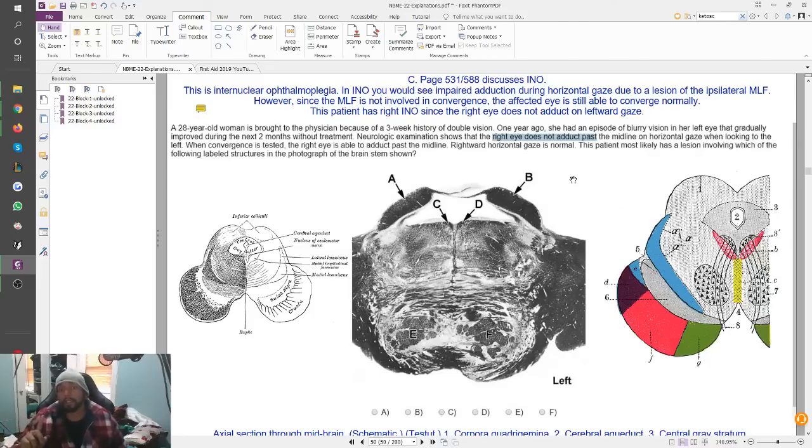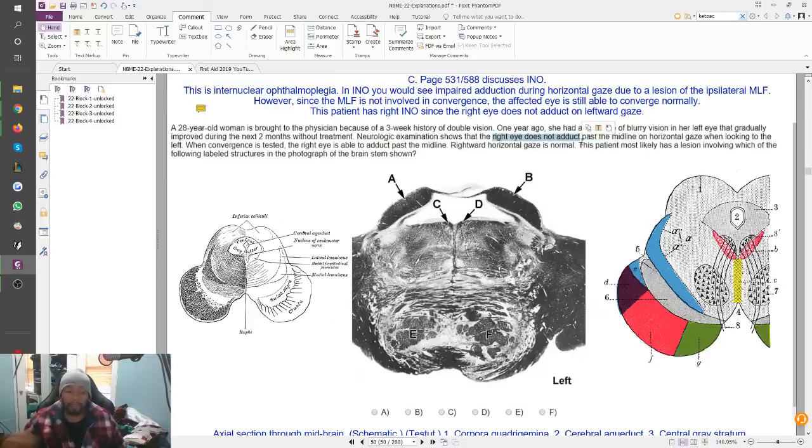Keep in mind, things are only going to be switching sides if you're going from the brain to the body, right? But if you're going from the brain and staying in the brain, it stays on the same side. So what I just said, if it's the right eye, remember we're talking about the eye here, so it's not going to switch sides.